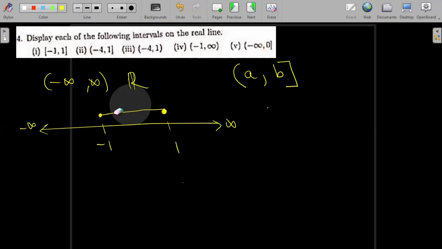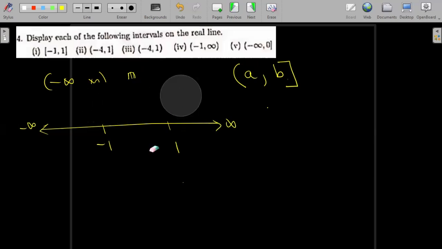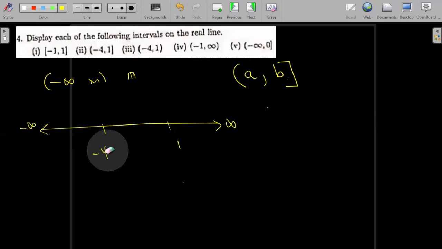Then the one that follows, I have negative 4 and 1. You can move the points based on distance, but it's still going to be the same. And at negative 4, it is open. So you have an open interval there. Then all the way up to 1, it is closed, and you shade in there at 1 where it is closed.